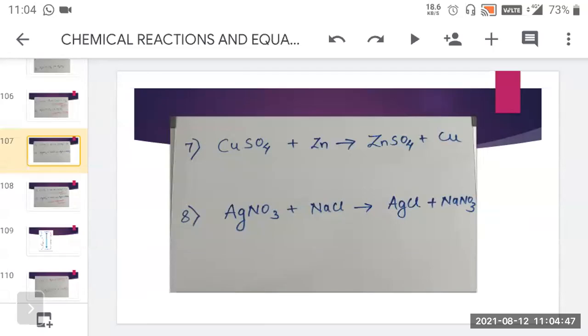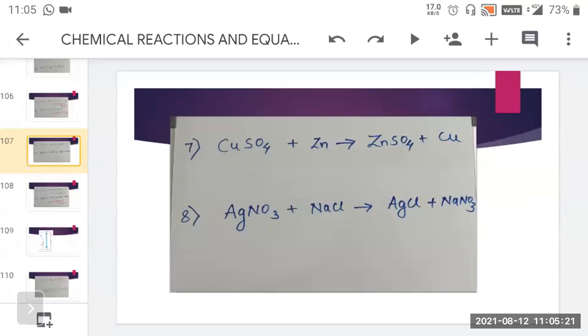Then comes the displacement reaction. For the displacement reaction, 2 types of reaction are there: one is single and the other is double displacement. So we will go first with the single displacement. Single displacement means there should be 1 compound and 1 element. Now here you can see CuSO4 is a compound. Compound means what? It is a combination of elements. You can see Cu is present, sulfur is also present, oxygen is also present. That means all these elements combine to form 1 compound. But zinc is present alone.